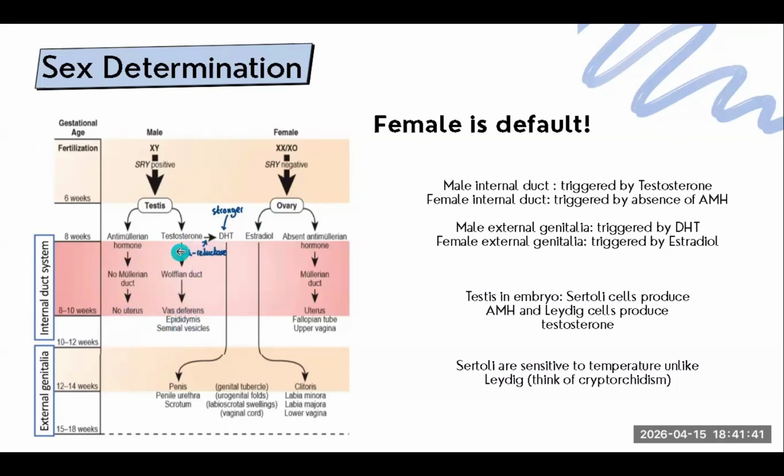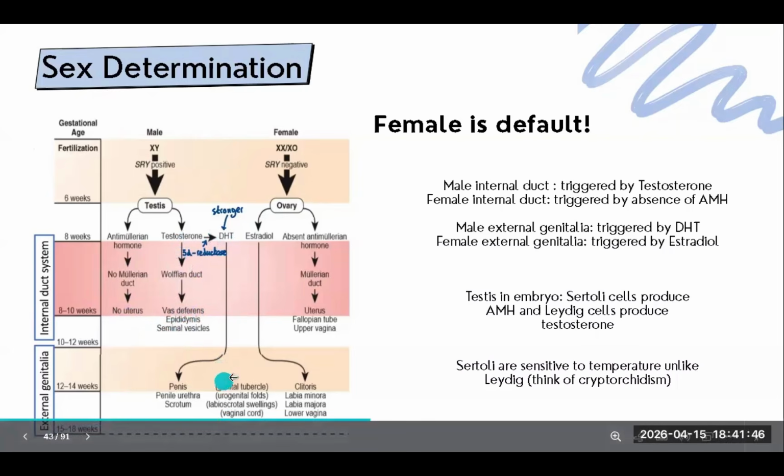And then testosterone would be converted to DHT. DHT would try to act on the genital tubercle, your genital folds, and so on, to form the male external genitalia. However, there is no receptor. One more time, there is no receptor, and therefore the external genitalia will develop into the female external genitalia because female is default. And that is basically it for this condition.